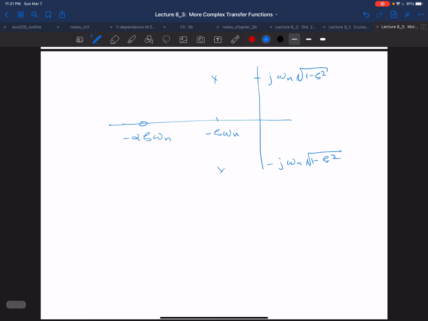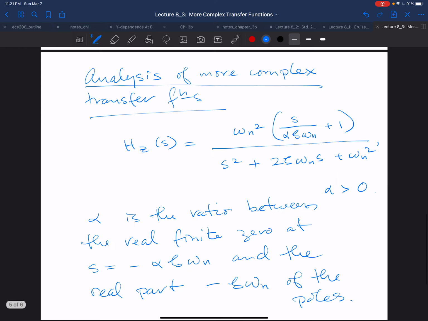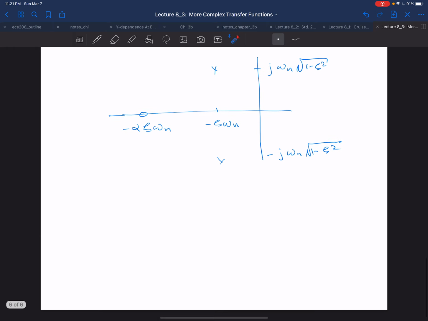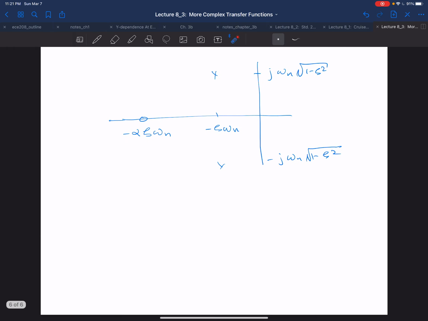Again, the general idea is that any transfer functions more complex than the standard two that we've looked at, the standard first order one and the standard second order one, we can analyze in terms of those standard transfer functions. That's why we wrote this one in this way. It looks just like the standard second order transfer function, but with this additional factor. So how do we analyze this additional factor?